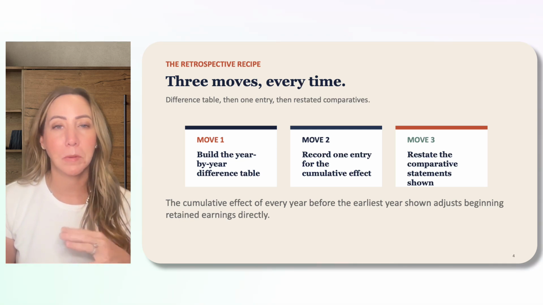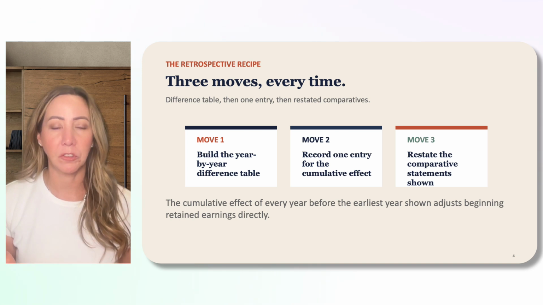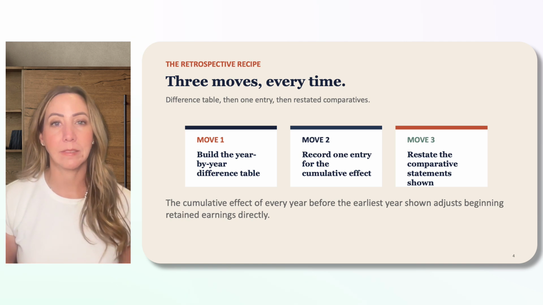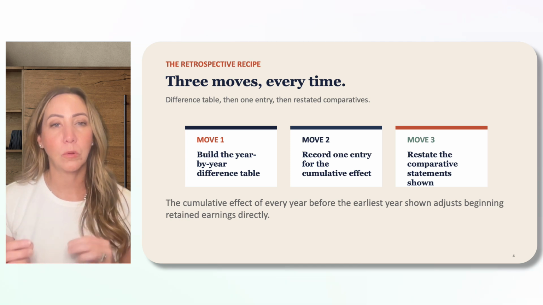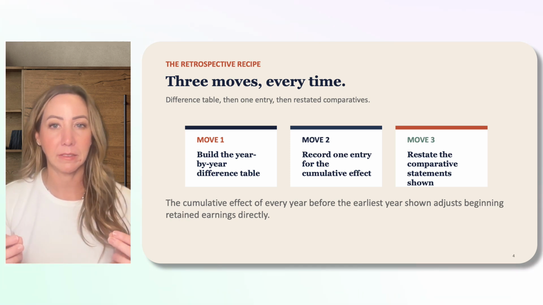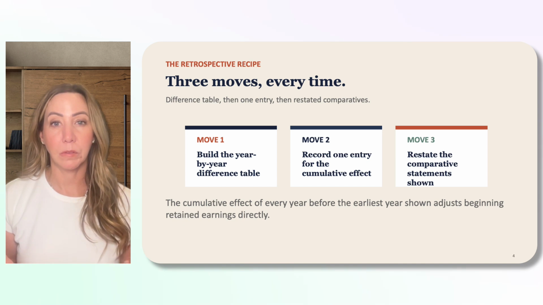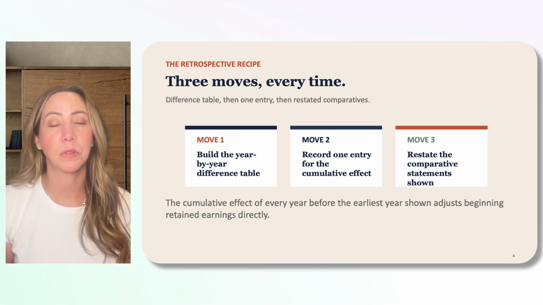Move 1, build a small table of the difference the new method makes year by year, for every year before the change. If we're going from LIFO to FIFO, that's the difference in cost of goods sold each prior year, which is also the difference in pre-tax income each prior year. Move 2, record one journal entry to bring the accounts up to the new method. The total of your difference is the cumulative effect, going from LIFO to FIFO. FIFO's cost of goods sold was lower, so cumulative income and inventory would have been higher. Debit inventory, credit retained earnings for the total.